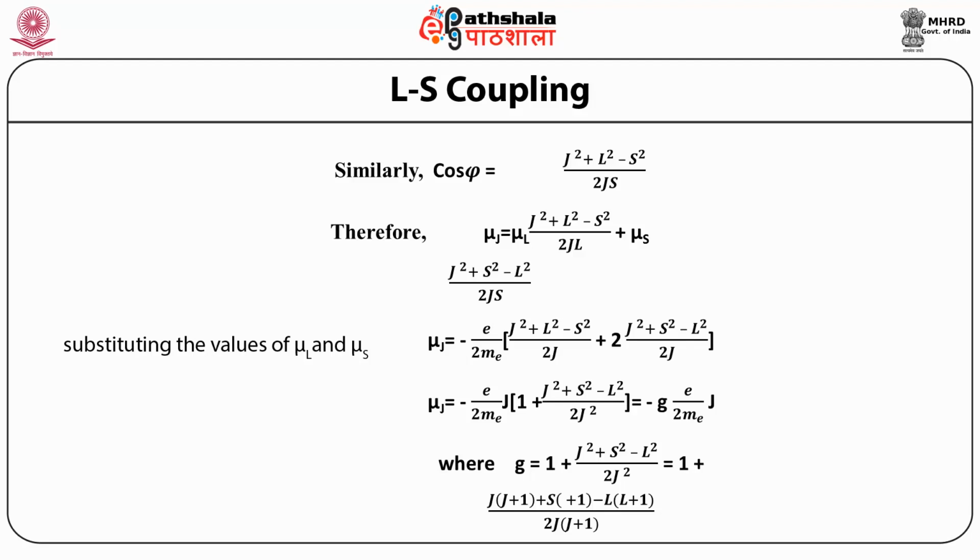Further, a little of the mathematics will give you the result: minus e upon 2me j into 1 plus (j square plus S square minus L square) upon 2j square, is equal to minus g e upon 2me j, where this g is equal to 1 plus (j square plus S square minus L square) upon 2j square, is equal to 1 plus j into (j plus 1) plus S into (S plus 1) minus L into (L plus 1) upon 2j into (j plus 1). This g is called the Landé's splitting factor.